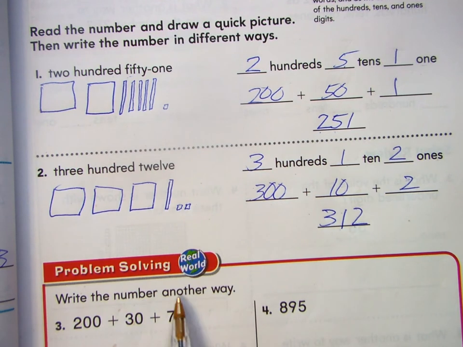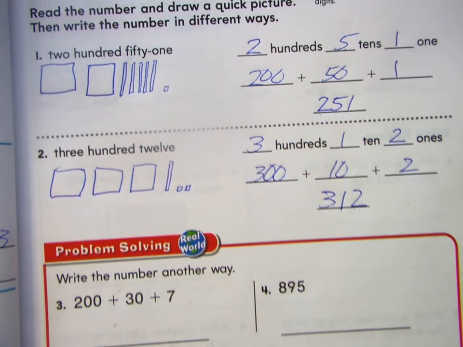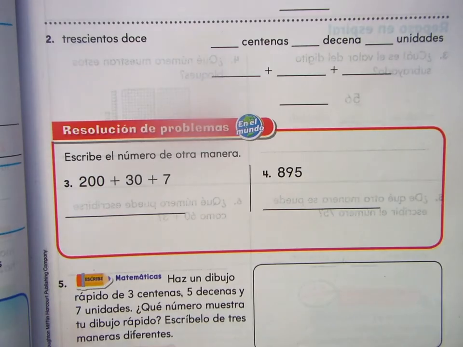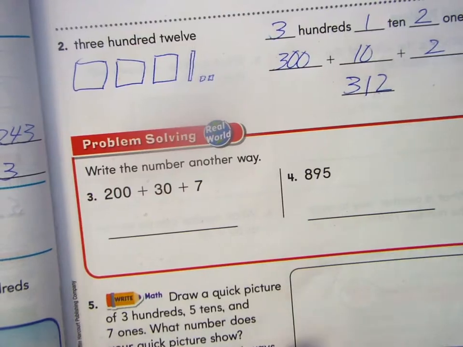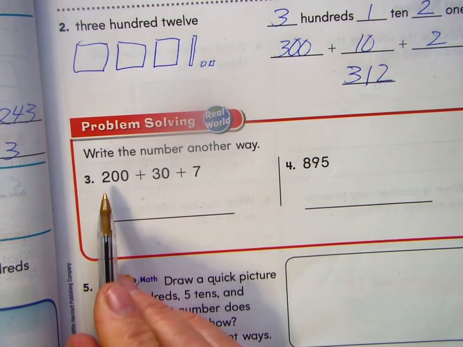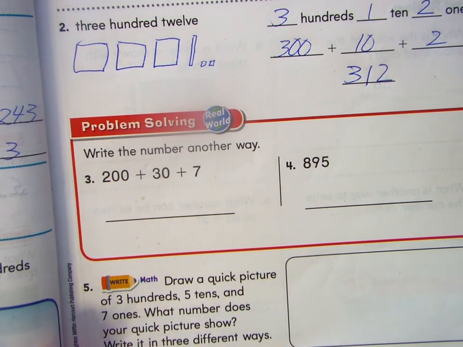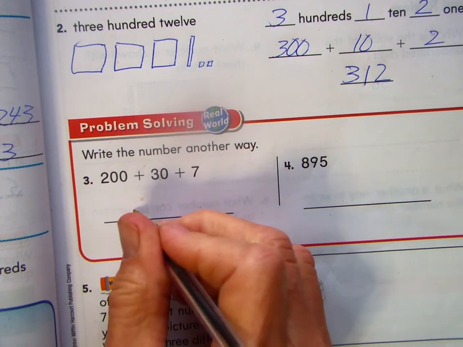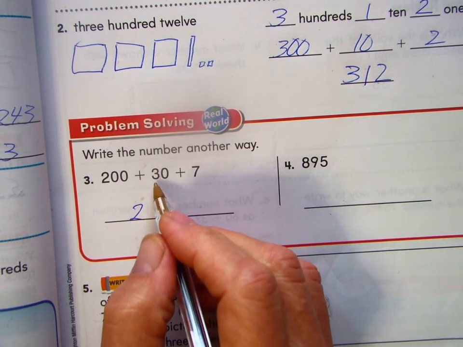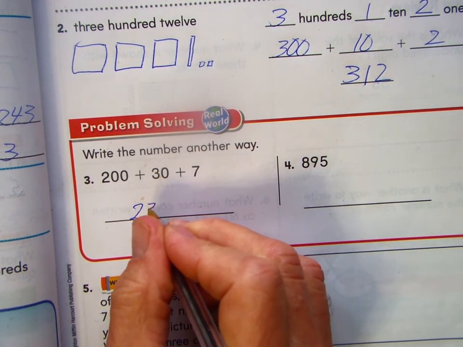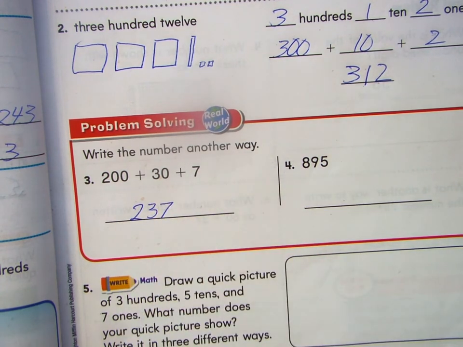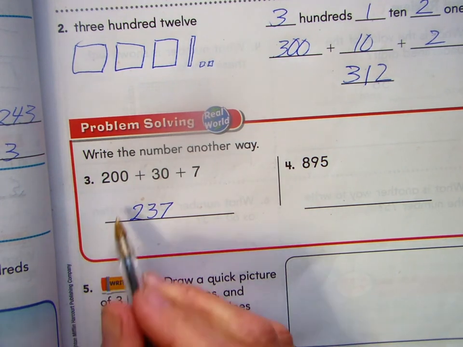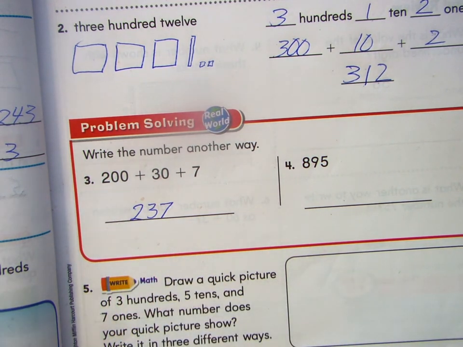Write the number another way. Escriba el número de otra manera. So here we got to start with this and go backwards. We got 200. 200 means what's in the hundreds column? 2. 30 means how many tens? 3. And 7. 237. That was pretty easy, right? You could have put 200s and wrote the words out, but that's a long way. I don't know who would want to do that.